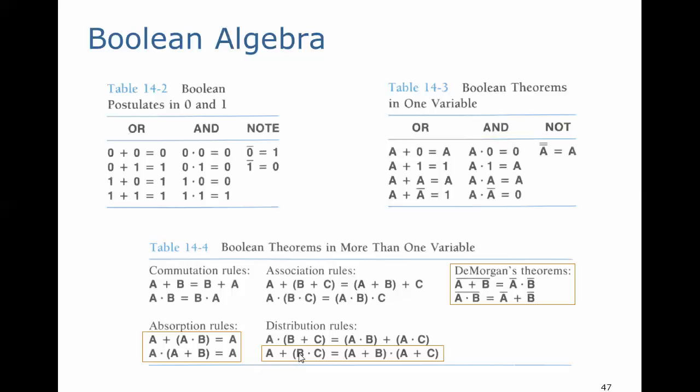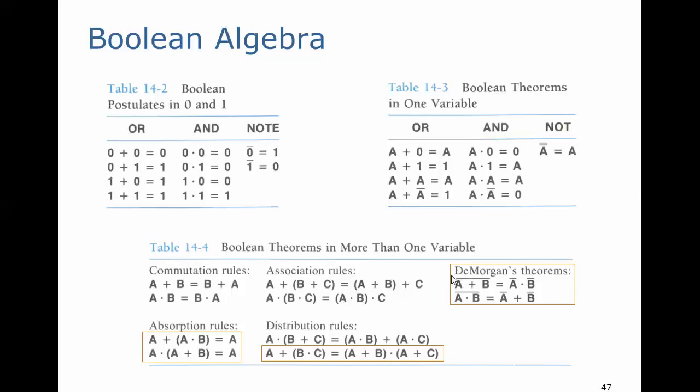Let's go on to the distribution rules. The first distribution rule seems intuitive. We would say that the product distributes over a sum of terms. So a times the quantity b plus c is a times b plus a times c. But now we see the same thing happens with addition. We say that addition distributes over the product of 2 terms. And again, here we just have to be careful. The addition really is ORing and the product is ANDing.